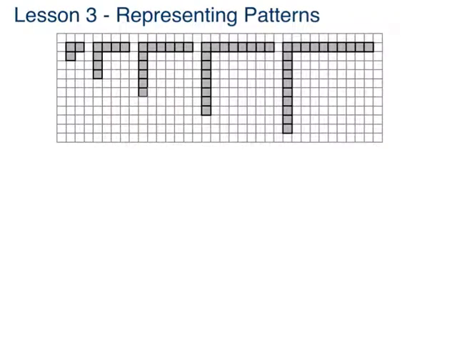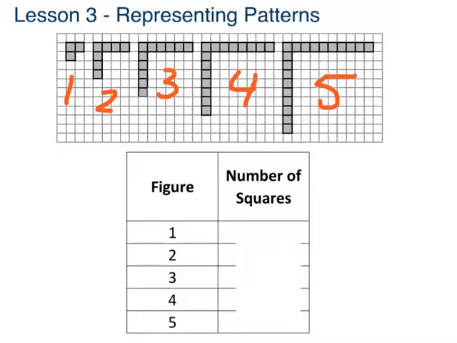So here we have a pattern of different figures with little squares in them. This is figure 1, this is figure 2, figure 3, figure 4, and figure 5. Let's see if we can record in a table how many squares there are in each figure. So go ahead and draw this table in your notebook and record the number of squares for each figure, and then pause the video and then press play once you have done that.